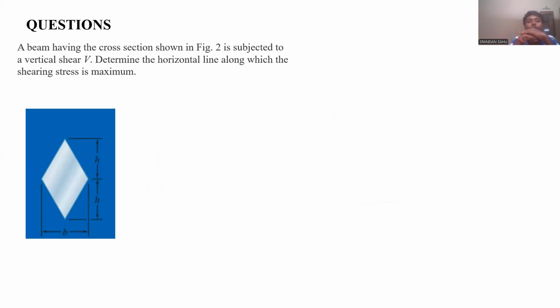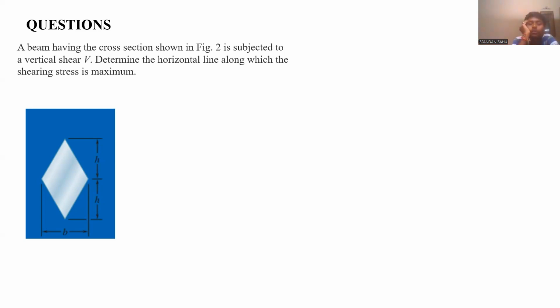Read this question. This is the third question for today's session. In this question, basically they are asking to determine the horizontal line along which the shear stress will be maximum. So first thing is you have to identify at which depth the shear stress will come out to be maximum. Second thing, substitute that value in your equation for shear stress and calculate the maximum value of stress. Okay.